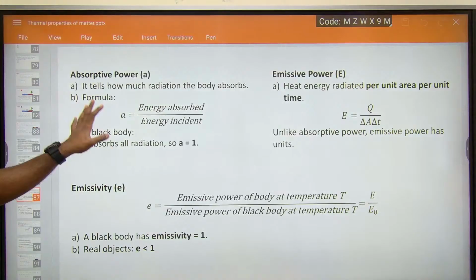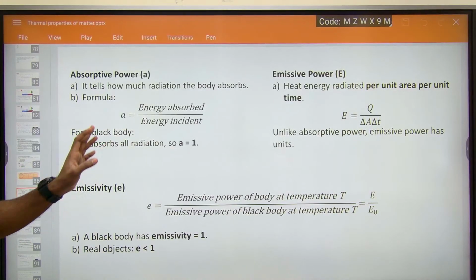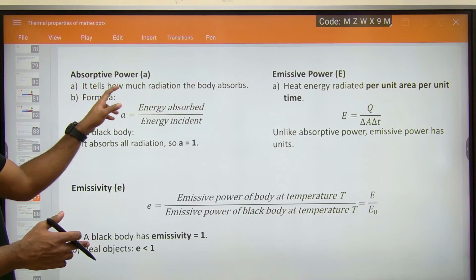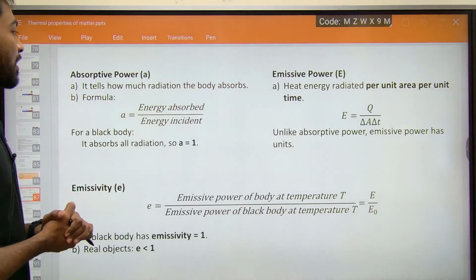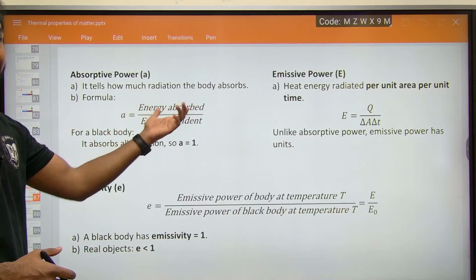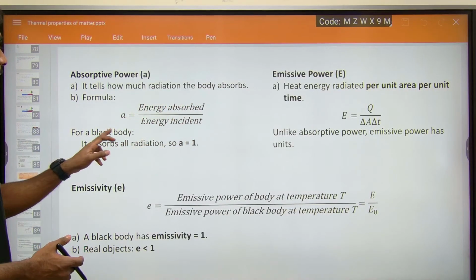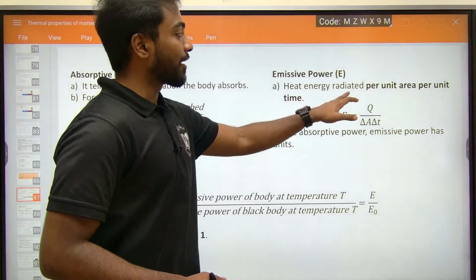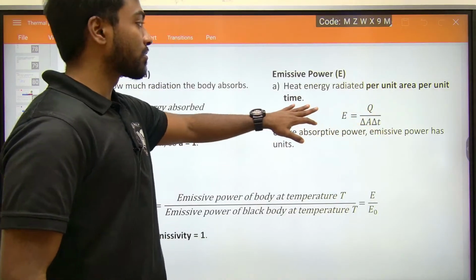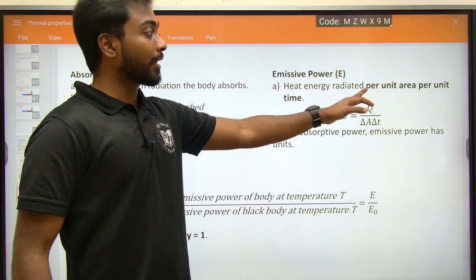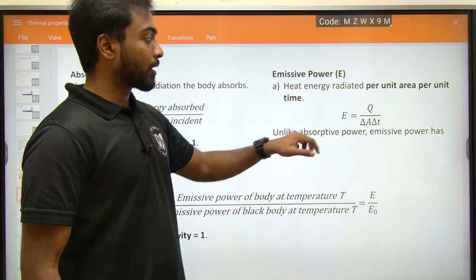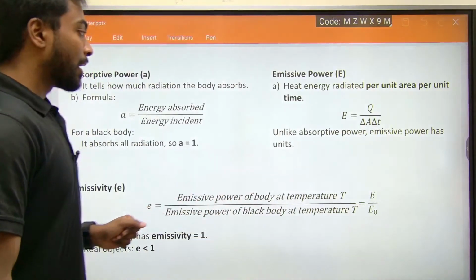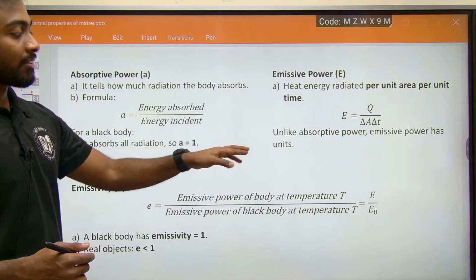Absorptive power, emissive power, and emissivity are important formulas. Absorptive power tells us how much radiation a body absorbs, so A is the energy absorbed divided by the energy incident, and for a black body A is 1. Emissive power is the heat energy radiated per unit area per unit time, so E equals Q by delta A into delta T. Unlike absorptive power, emissive power has units.